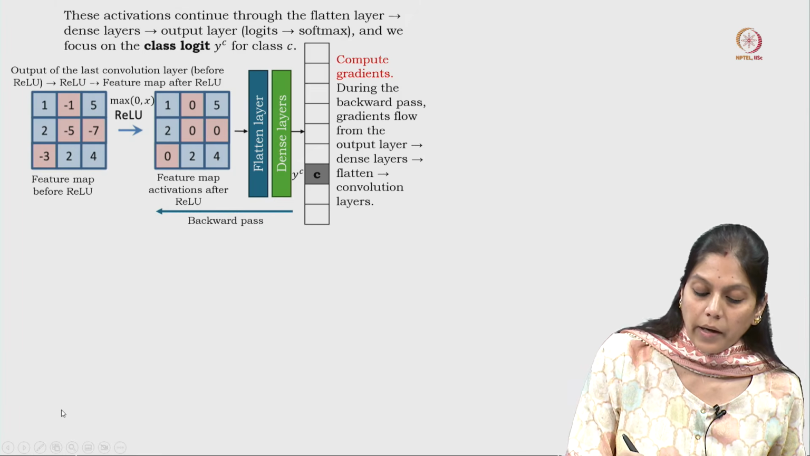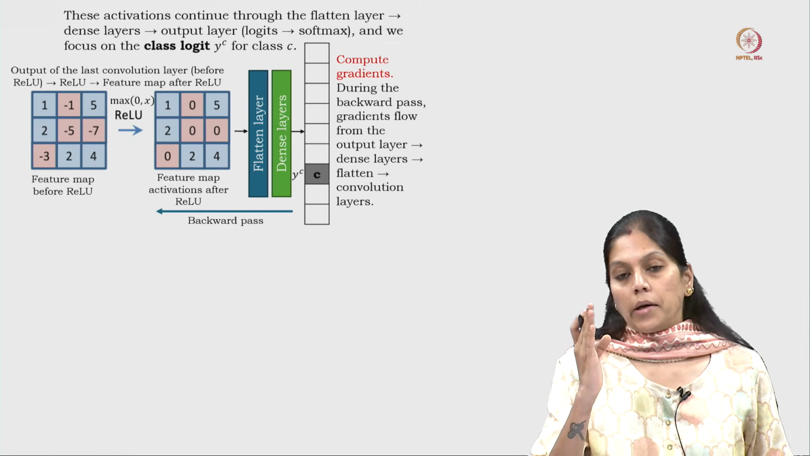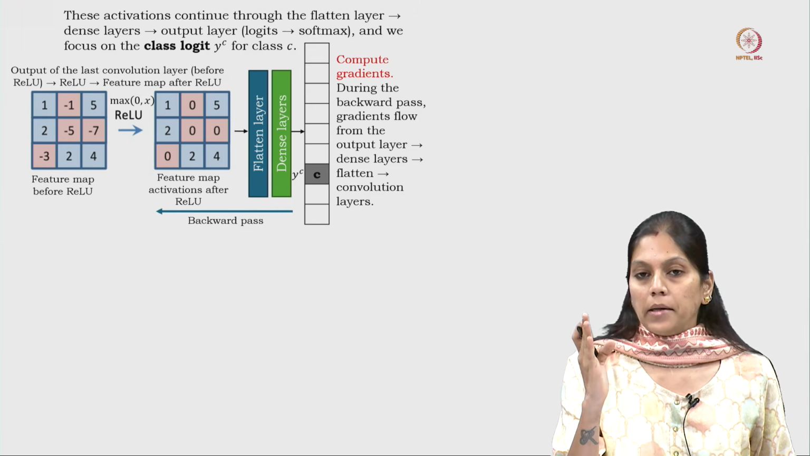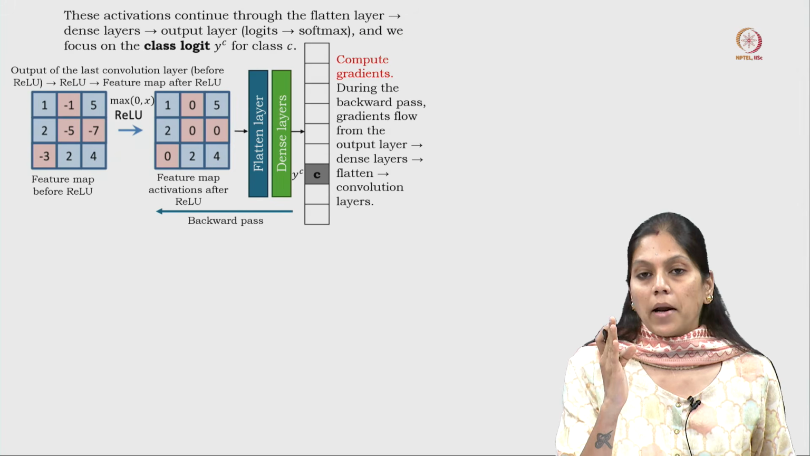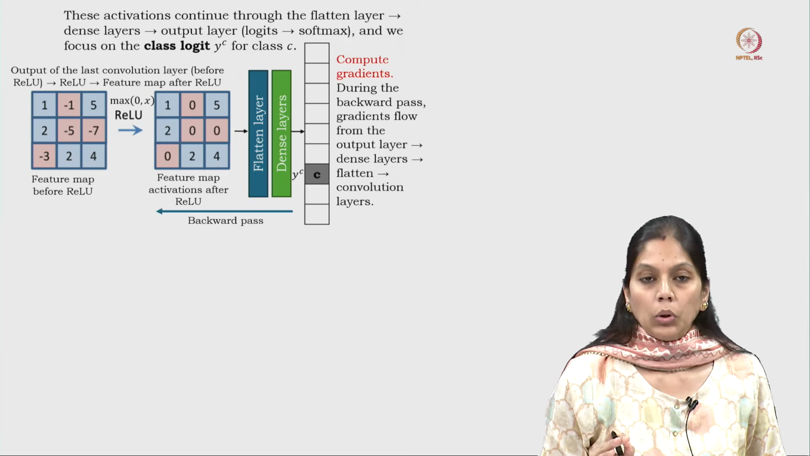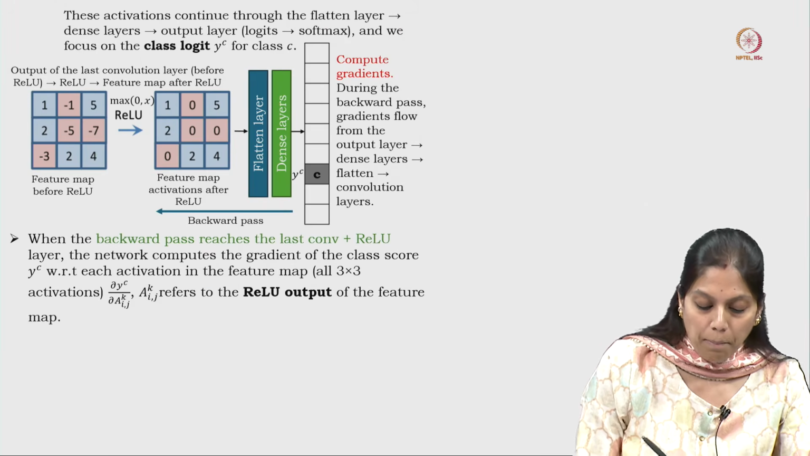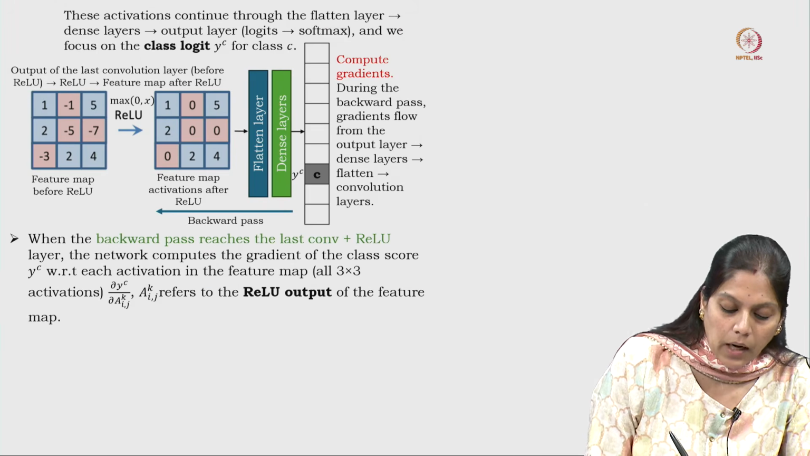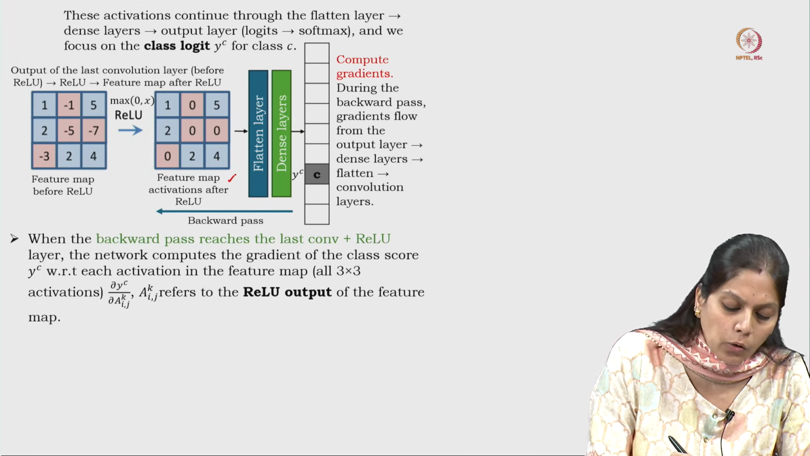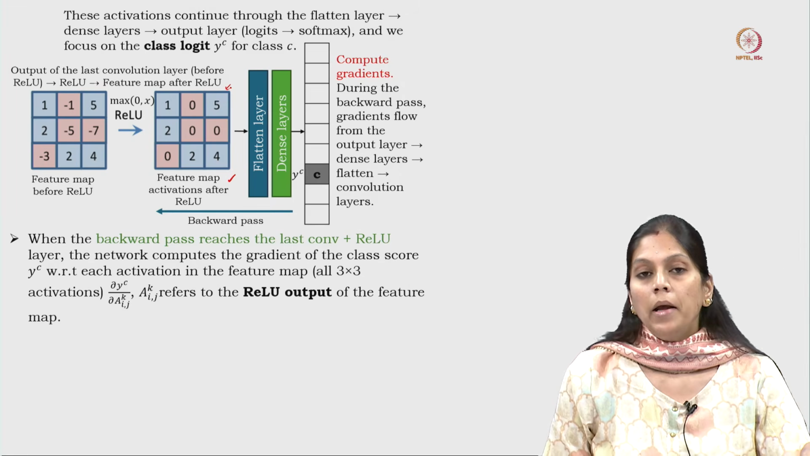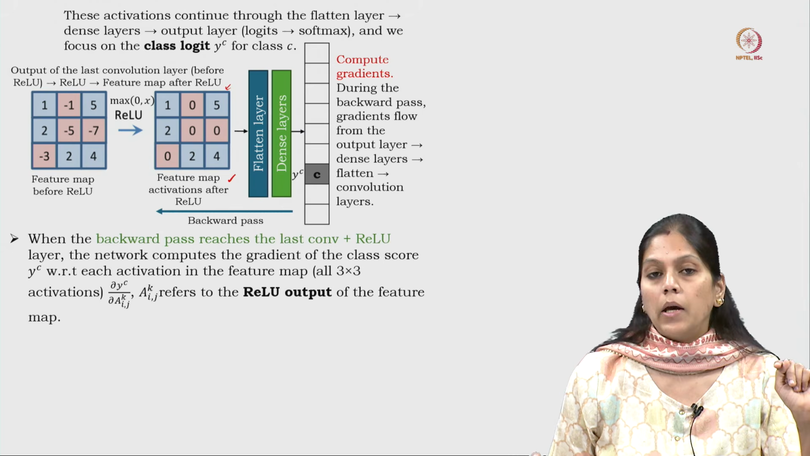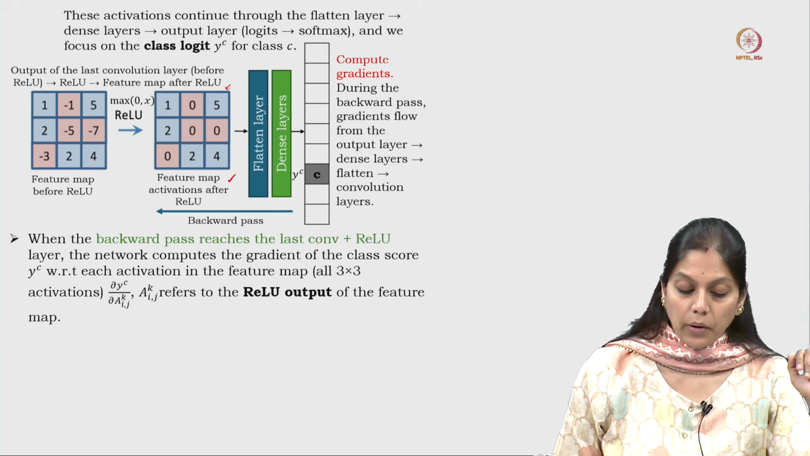So, whatever gradients we have computed are flowing from the output layer to the dense layer, from the dense layer to the flattened layer, and from the flattened layer into the convolutional layers. Now, when the backward pass reaches the convolution layer, that is, when it reaches this particular feature map, what are we going to do? We now have to compute the gradients here also.